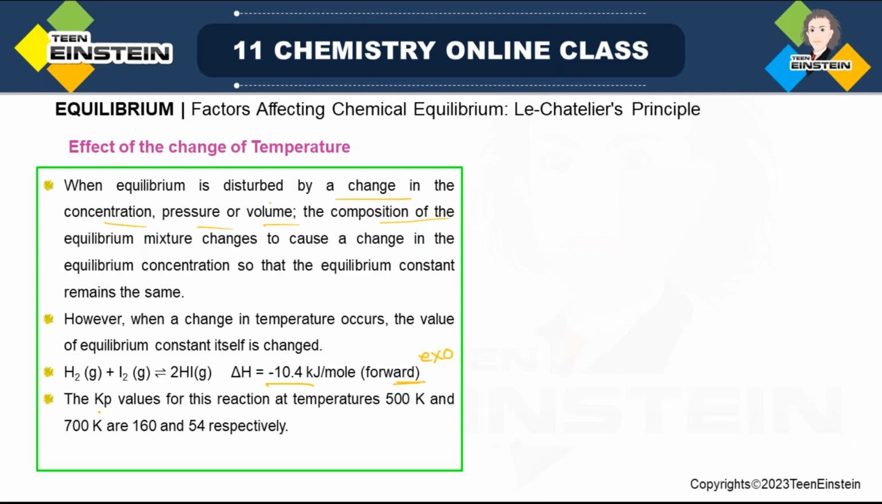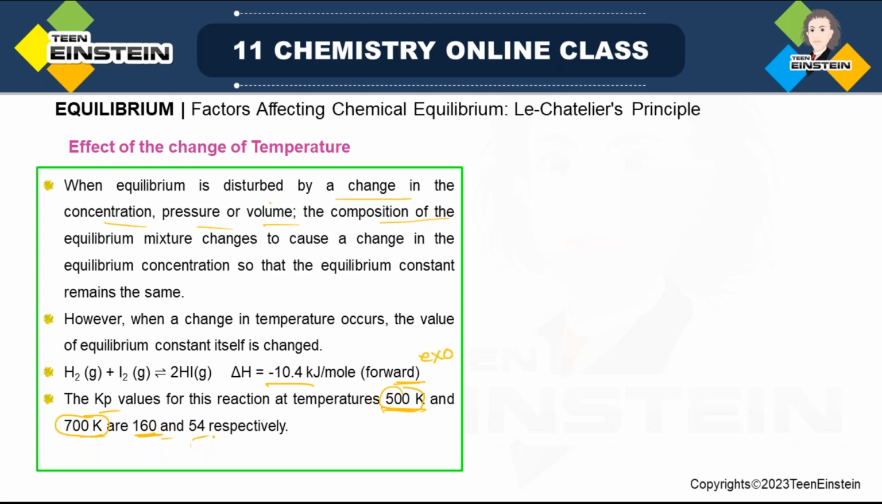So the forward reaction is basically an exothermic reaction. Now here this data is given: when temperature is 500 Kelvin, the value of Kp is 160. But when it is 700, the value is 54. That means when you have increased the temperature from 500 to 700, the value of Kp is drastically decreased from 160. It is actually less than half, right? So now it has drastically decreased to the value 54.